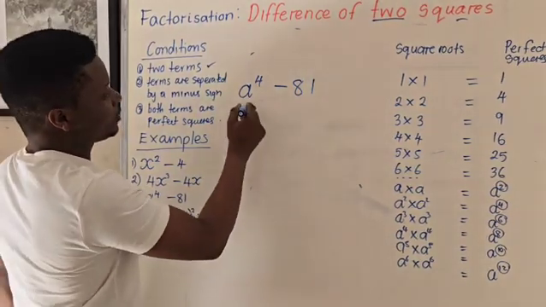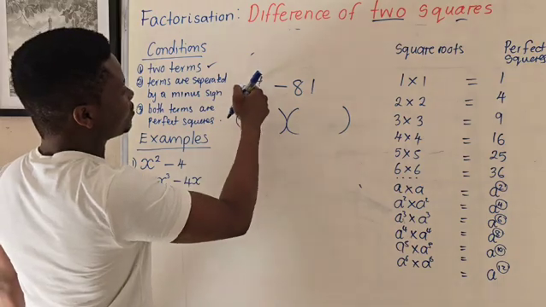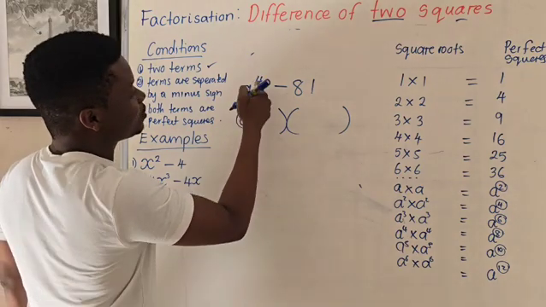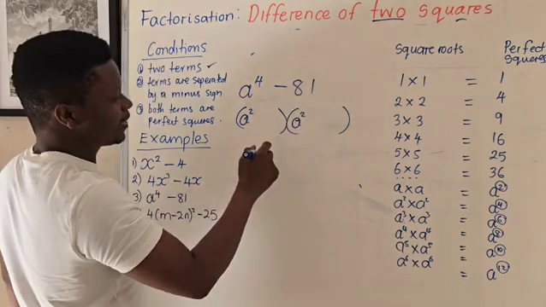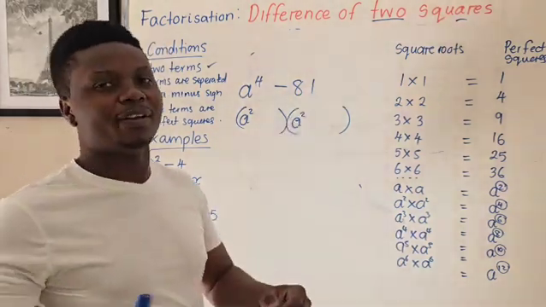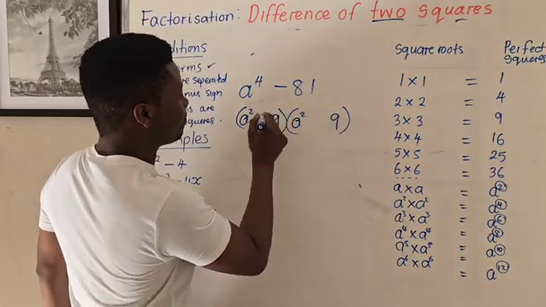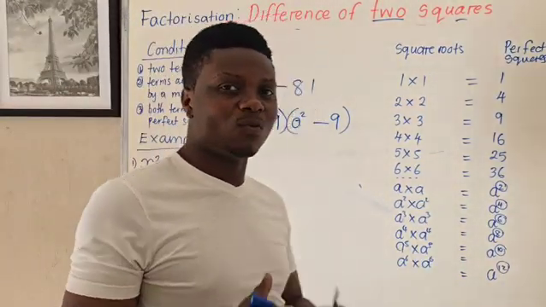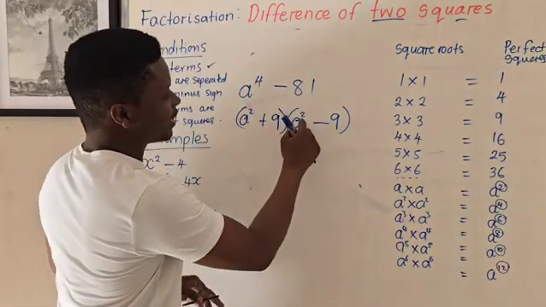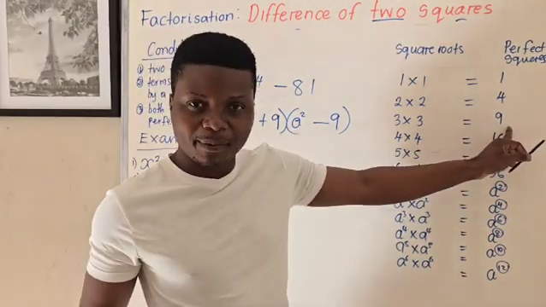So what do you do? You open two brackets. Square root of a to the power of 4, that's a to the power of 2. You just half this, a to the power of 2. Square root of 81, if you don't have this, use your calculator. The square root of 81, you're going to get 9, plus minus. But this is not our final answer. Why? Because a to the power of 2 is a perfect square. 9 is also a perfect square.